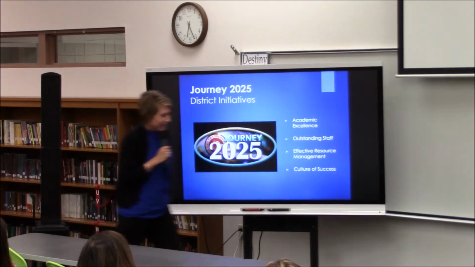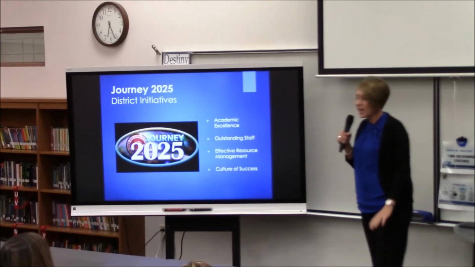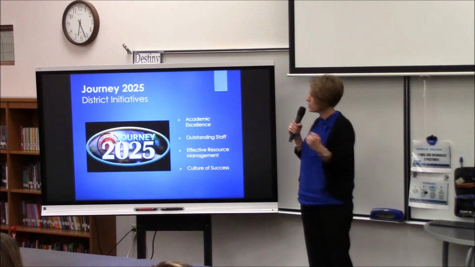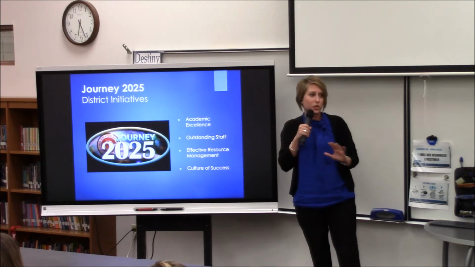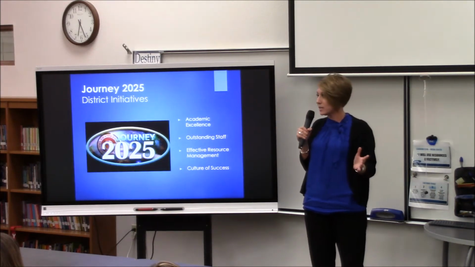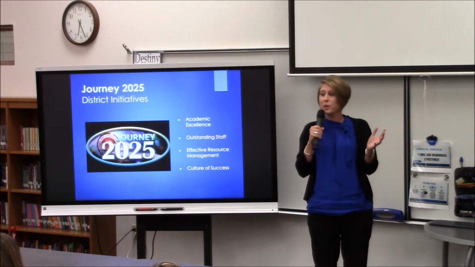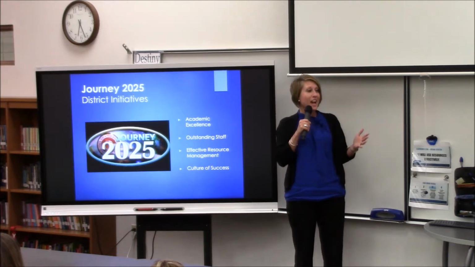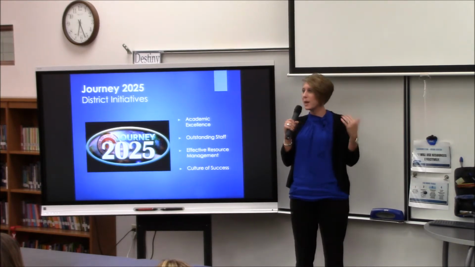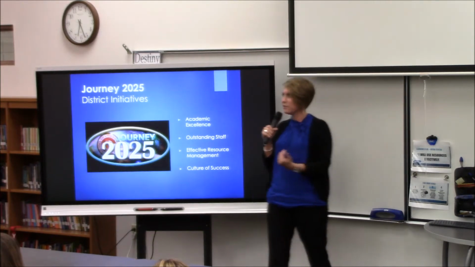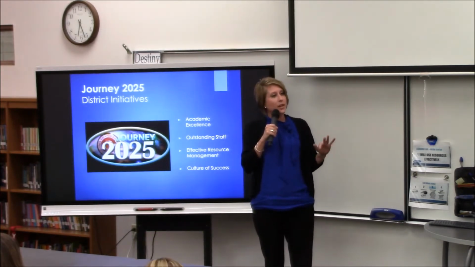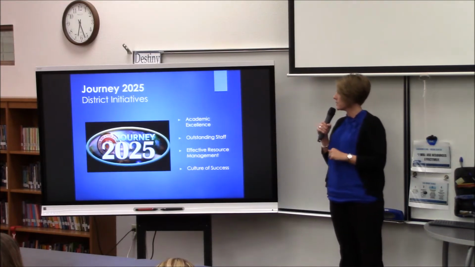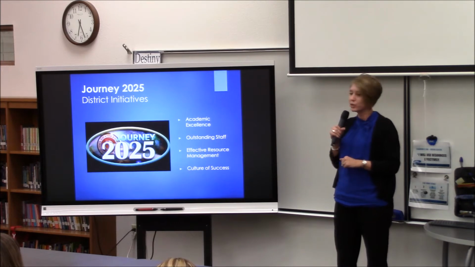It's great. So this is the first slide, which I only have a few slides because I think it's not about what the visual is. It's about who we are as Basha. So this just exemplifies our district plan, Journey 2025. A couple years ago it was Journey 2020. Now it's Journey 2025. And what that is, our governing board and our superintendent have put out the call to action for all of our staff to be the best that we possibly can be in 2025, that we're nationally recognized, and we're already on many levels nationally recognized. So academic excellence, outstanding staff, effective resource management, and culture of success.